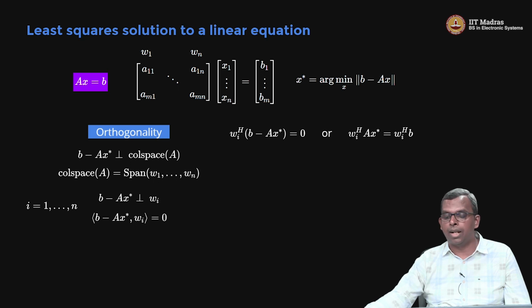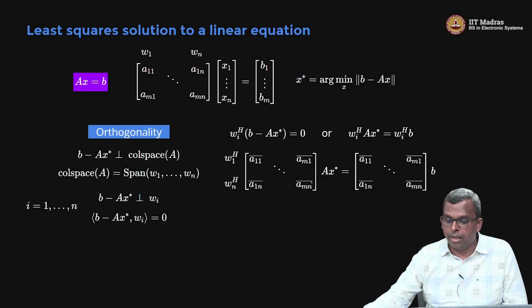Of course, Hermitian is there. wi Hermitian a x star is wi Hermitian b. So, what is wi? Again, remember, it is the ith column. So, this ith column is wi. wi Hermitian is the row vector with the conjugated entries from the ith column. Okay. So, this is the equation I am getting.